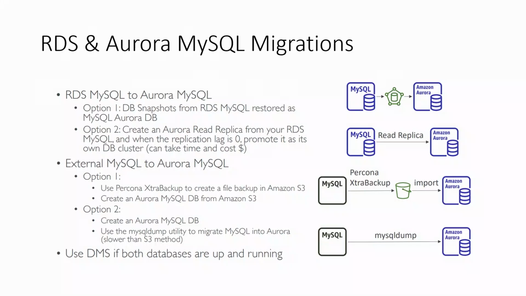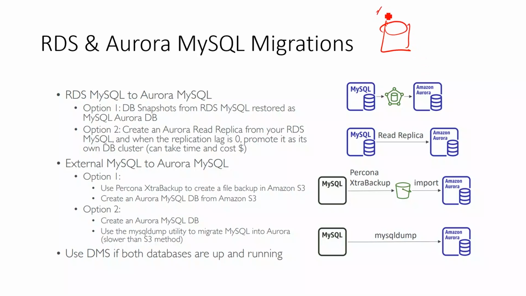There is another option which says create an Aurora read replica from your RDS MySQL DB, and when the replication lag is 0, promote it as its own DB cluster. What is a replication lag? It means that, so what happens in read replicas?